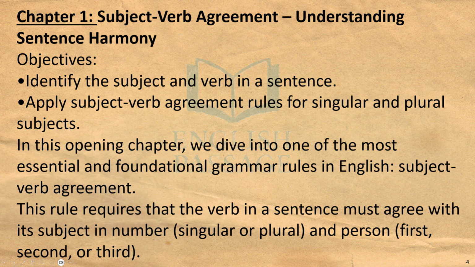Chapter 1. Subject-verb agreement. Understanding sentence harmony. Objectives. Identify the subject and verb in a sentence. Apply subject-verb agreement rules for singular and plural subjects. In this opening chapter, we dive into one of the most essential and foundational grammar rules in English, subject-verb agreement. This rule requires that the verb in a sentence must agree with its subject in number, singular or plural, and person, first, second, or third.